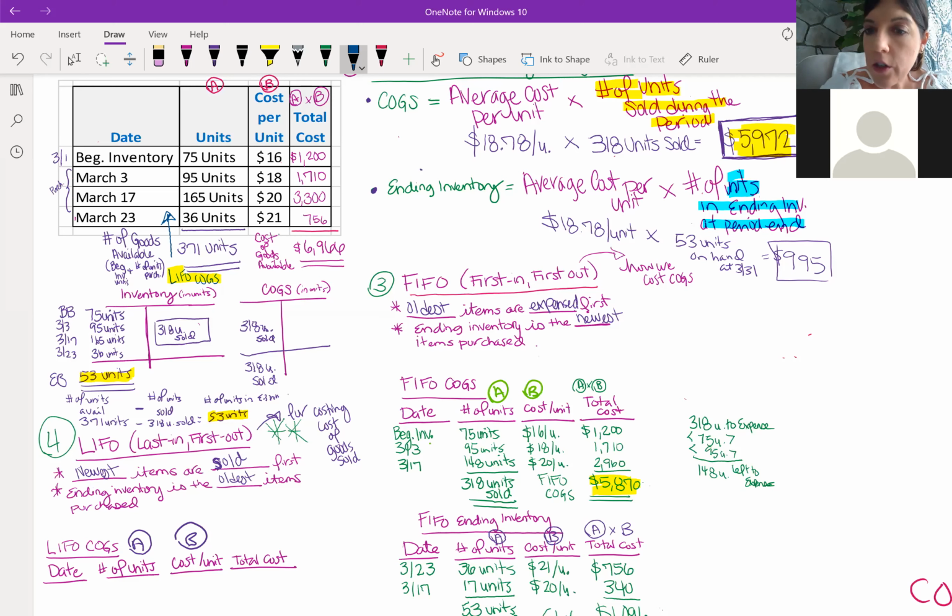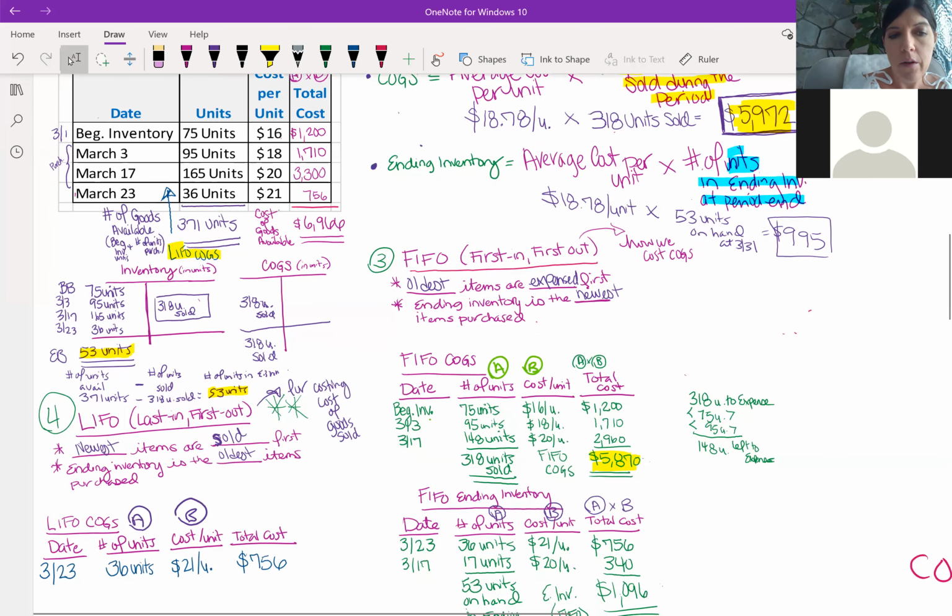Did we sell at least 36 units? Yes, we sold a total of 318. So we're going to expense all of March 23rd's purchases, 36 units. We paid $21 per unit. And the total cost of that layer, $756, is going to be expensed. So we can put a little check mark there. Once it's expensed, we know that it's gone. It's not going to be included in ending inventory.